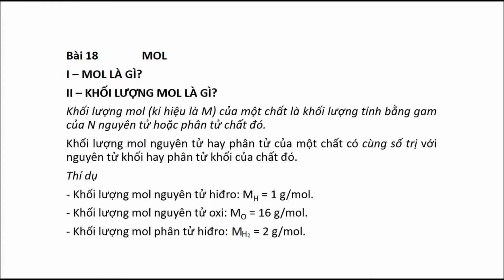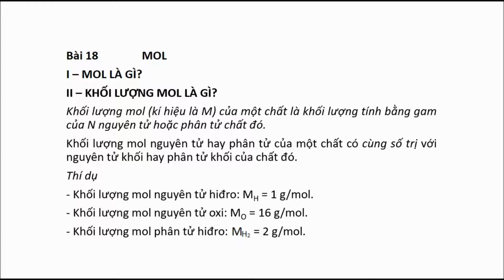2. What is molar mass? Molar mass, denoted as M, of a substance is the mass measured in grams of N atoms or molecules of that substance. Atomic molar mass or molecular molar mass of a substance is the same in numerical value as the atomic mass or molecular mass of the substance.